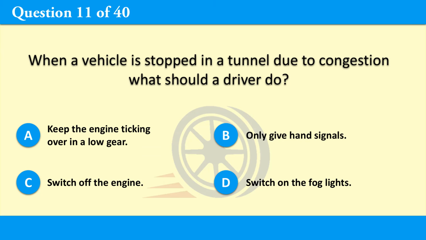When a vehicle is stopped in a tunnel due to congestion, what should a driver do? A. Keep the engine ticking over in a low gear. B. Only give hand signals. C. Switch off the engine. D. Switch on the fog lights.